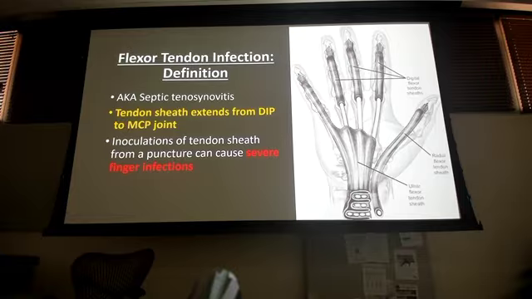Okay, so now we moved on to flexor tenosynovitis, otherwise known as septic flexor tenosynovitis, a couple of different ways of saying that. But in any case, septic tenosynovitis, I'll stick with that one. So the tendon sheath extends from the DIP to the MCP joint. So all the way down, correct? And it's on the palmar side, correct? Not the dorsal side. If you call me on the phone and tell me you think you have flexor tenosynovitis, but it's all dorsal hand, I'm very confused. Happens all the time. Okay?